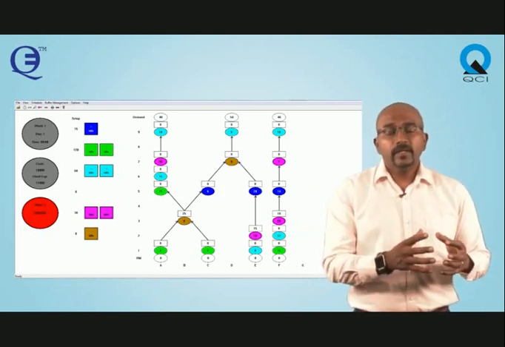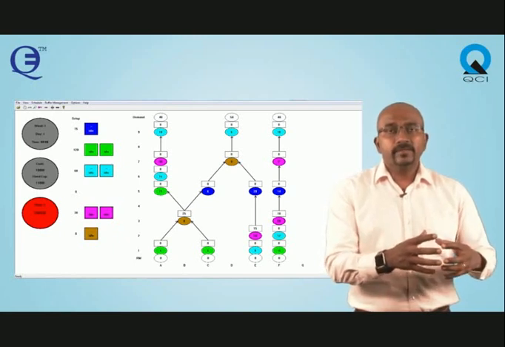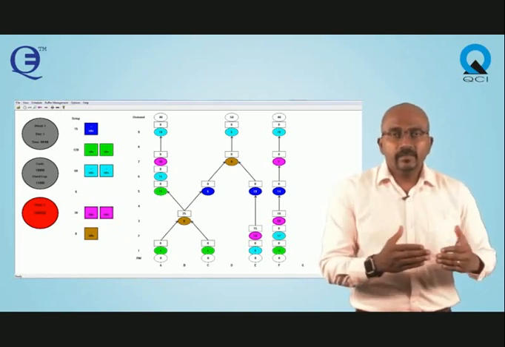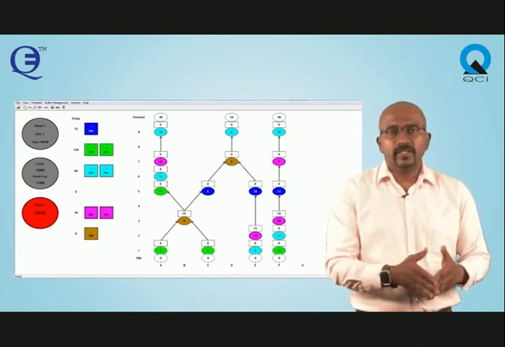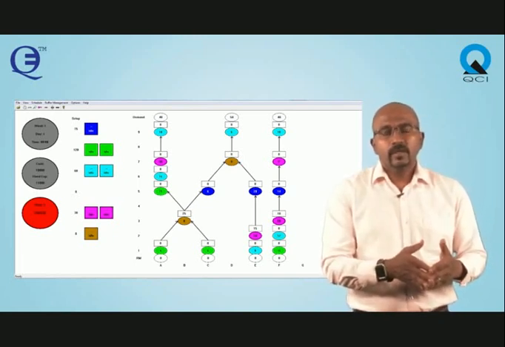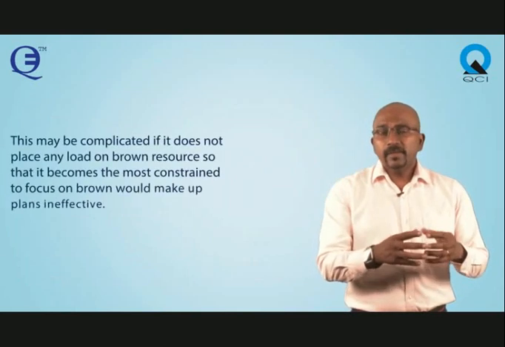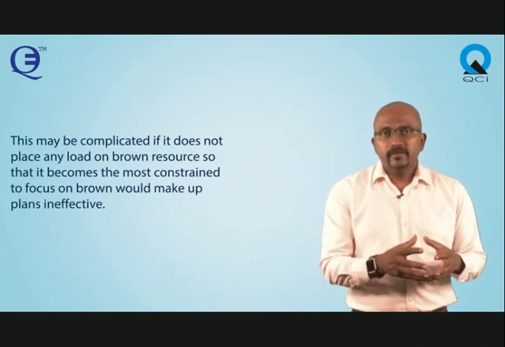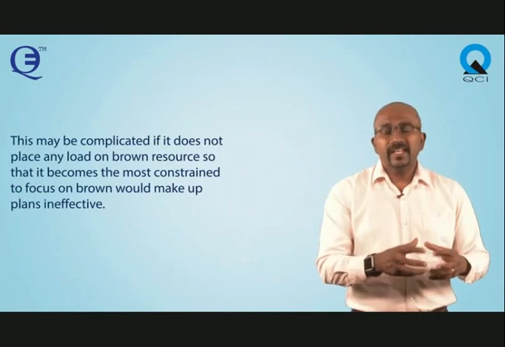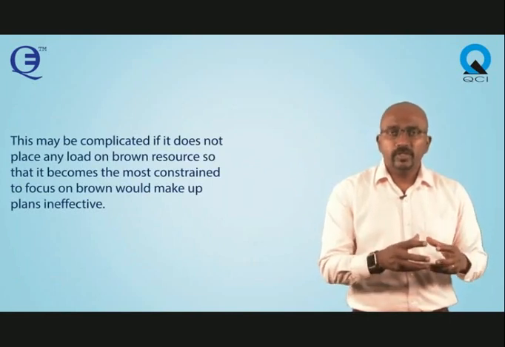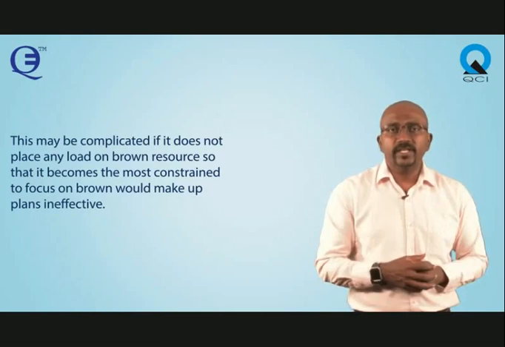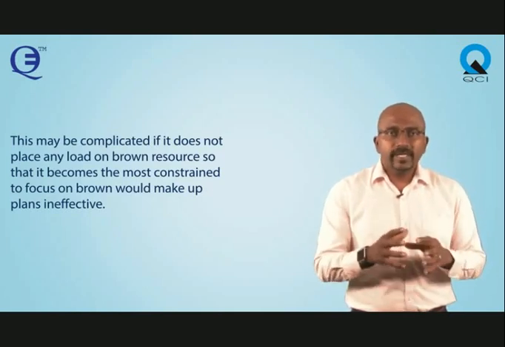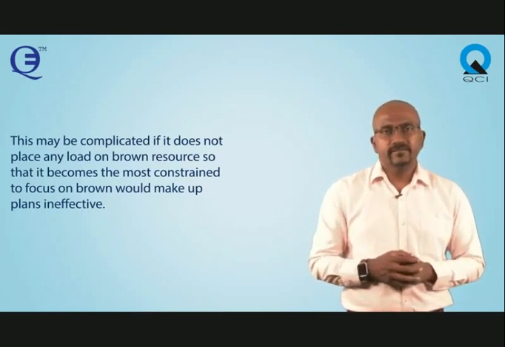And then on top of that, this brown is also a place where assembly takes place. It requires two raw materials to process together. This may be complicated, but if it does not place enough load on brown resource so that it becomes the most constrained, to focus on brown would make our plans ineffective. And the final impact on the result would be still worse.